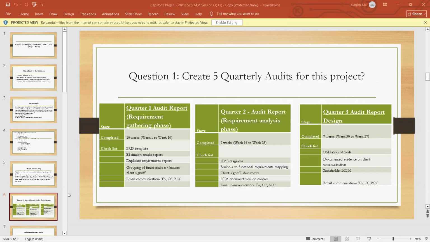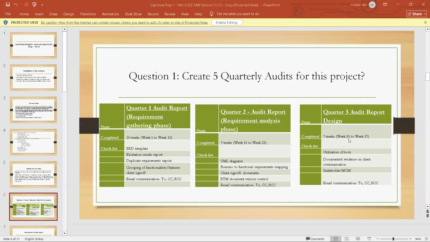And coming to the second quarter, here we have requirement analysis, which was completed within 7 weeks. What he has to check is whether the UML diagrams are ready or not, and what the functional requirements are. Client sign off documents are needed to go to the next process, the designing process, so do we get the client sign off? Then RTM and document version control. In the requirement analysis phase, the first thing we create is the RTM, the requirement traceability matrix, which is created by the BA.